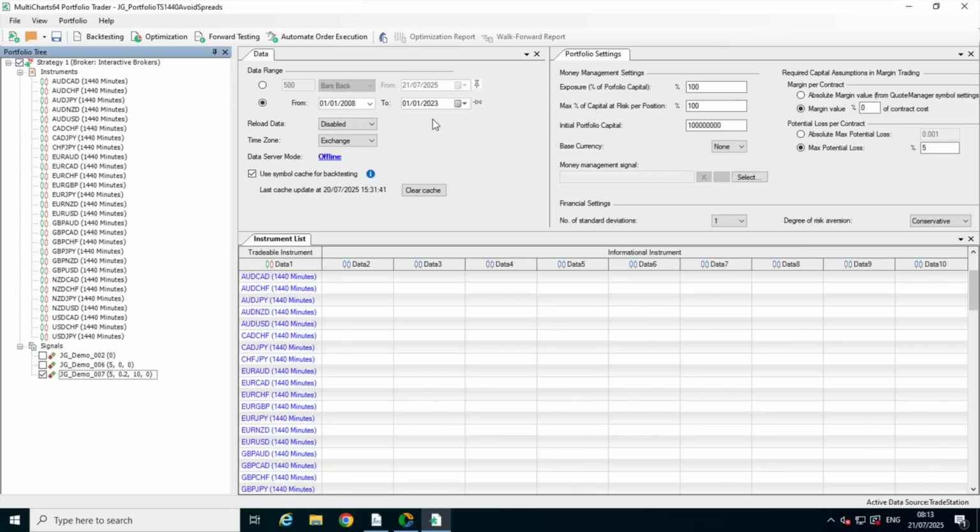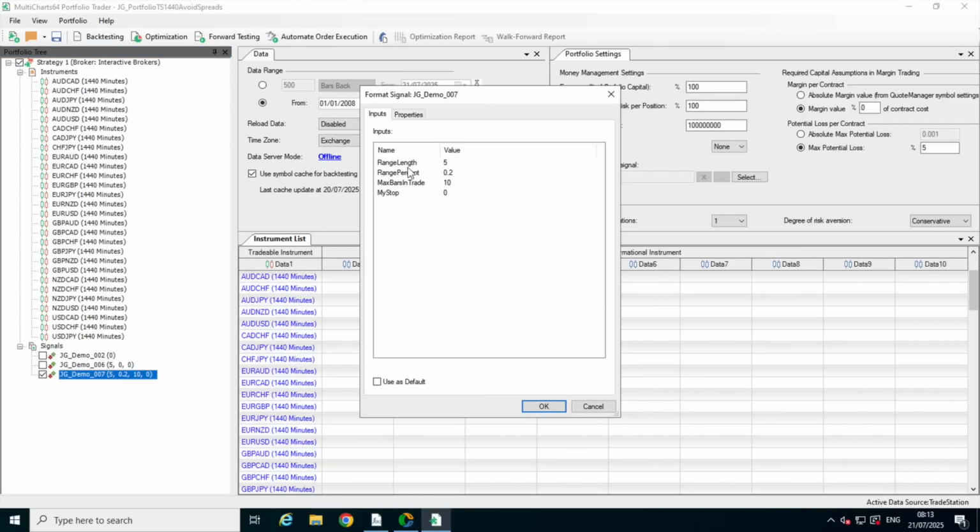So the first portfolio we're going to test is using the following strategy settings. Range length, that's how many daily bars are going to be making up this weekly rolling bar, and we know that's going to be 5 days. Range percentage, I've got that set at 0.2, which is actually 20%. So we're looking for trades in the lower and the upper 20% of that range. And max bars in trade, that's our simple bar exit. So in this case, we're going to actually exit after 10 bars in the trade or 10 days in the trade. And we're not using a stop loss in this initial testing.